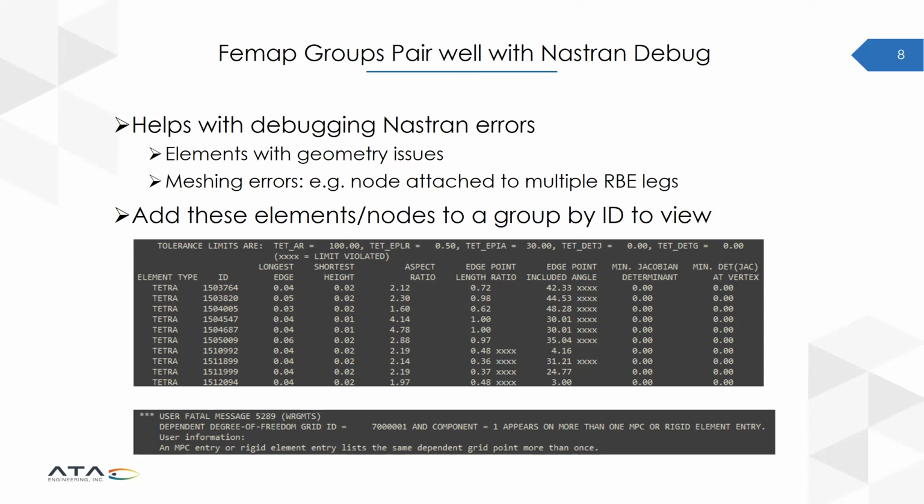Or another example is your analysis failed out. You've got a node that's attached to multiple RBE rigid element legs, and the analysis can't work like that. So, hey, here's the ID of the node where that happens. You can easily go into Femap, view that ID of that node, and then also what's connected to that.